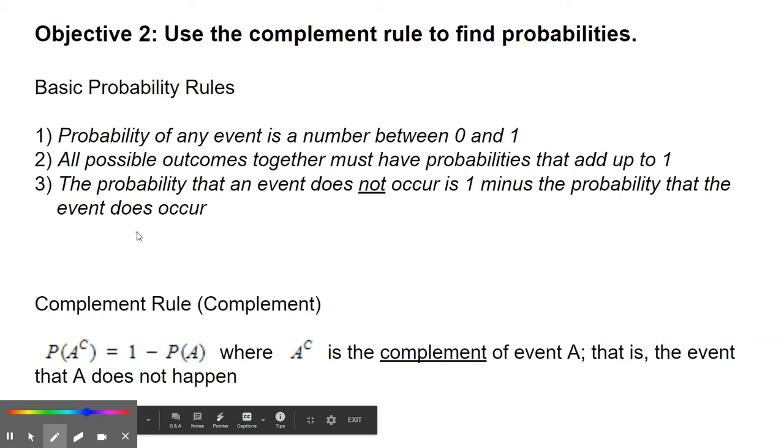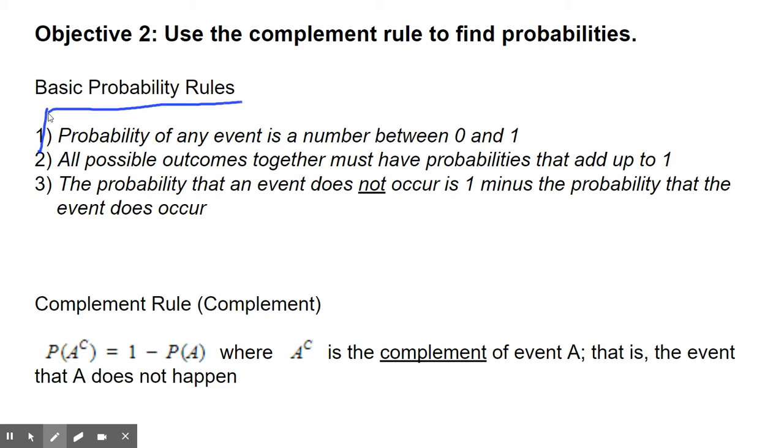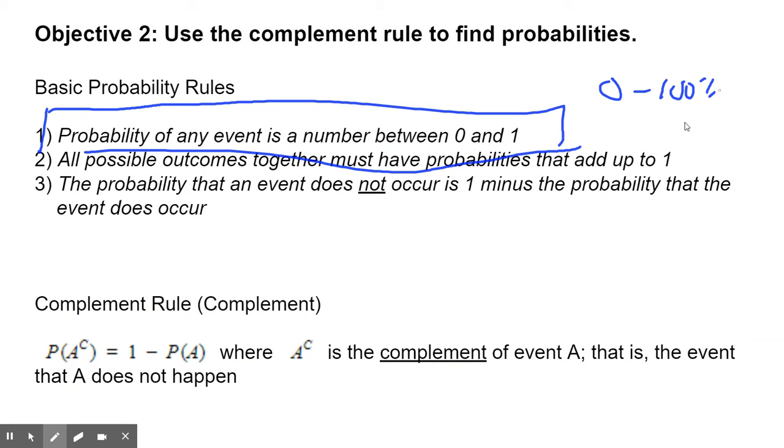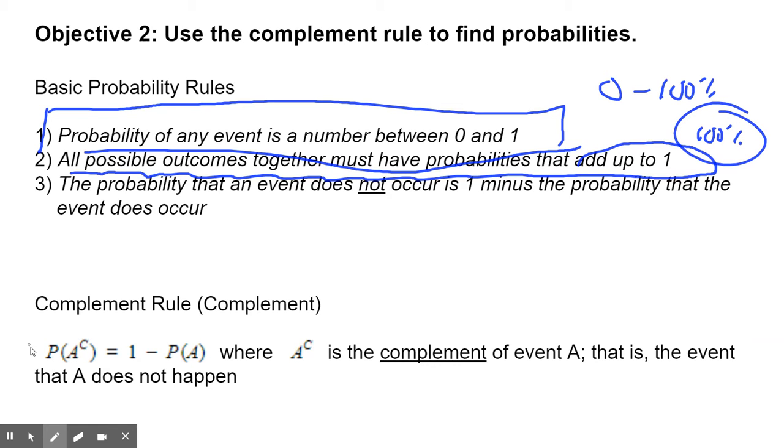The complement rule. Oh, first of all, we should know the basic rules: the probability of an event is a number between 0 and 1, right? So it's a fraction, but it should not be greater than 1, okay? Or between 0 and 100%. All the possible outcomes together must have probabilities that add to 1. You need to represent 100% of the data at all times, okay?